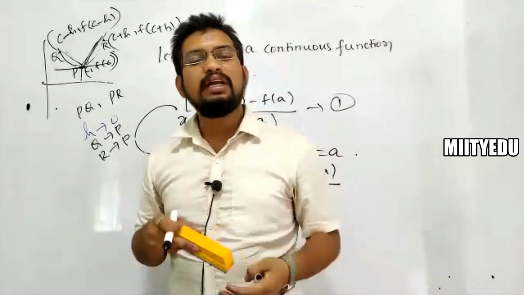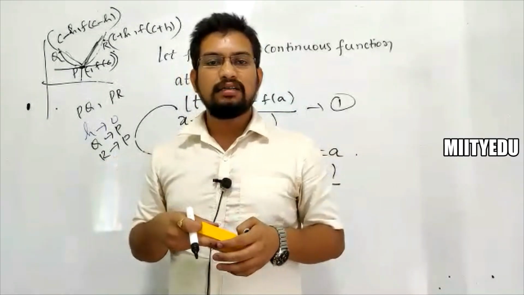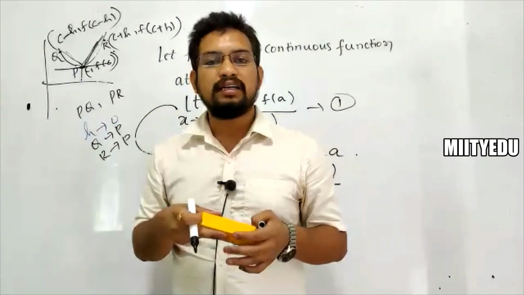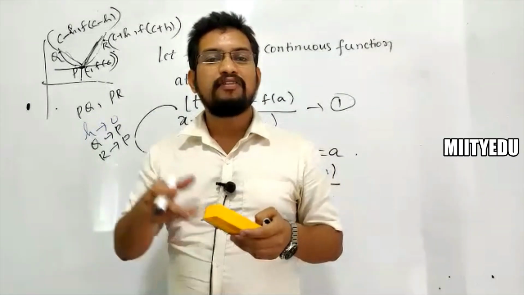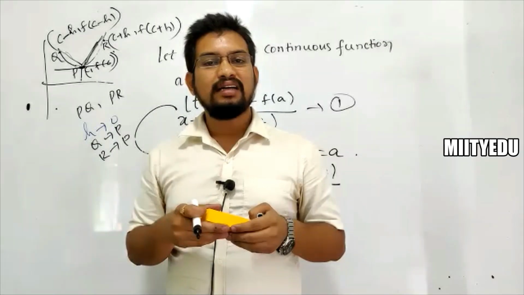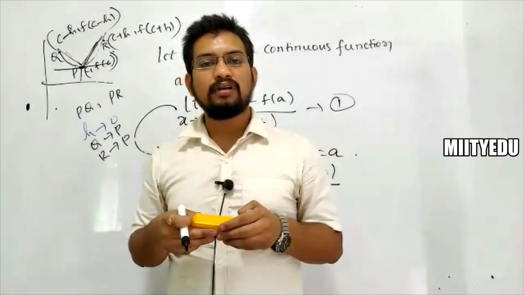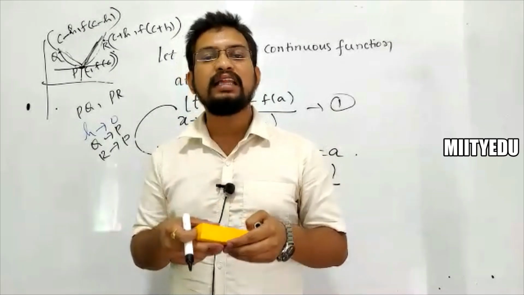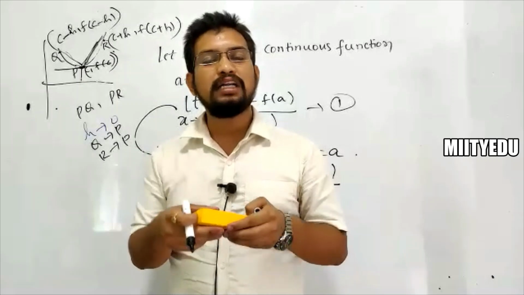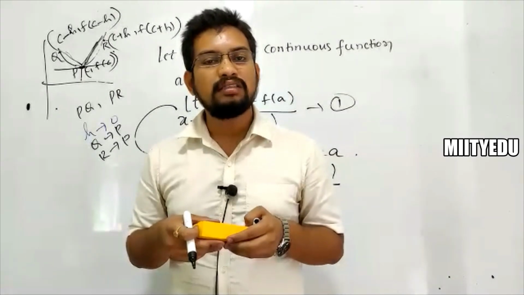The main primary condition for the existence of a tangent: first, the curve has to exist at that point. What is the meaning of the curve existing at that point? If the curve is existing at that point, it means that the curve is continuous at that point. The curve has to be continuous at that point. If that is continuous, then we'll try to draw a tangent corresponding to that.